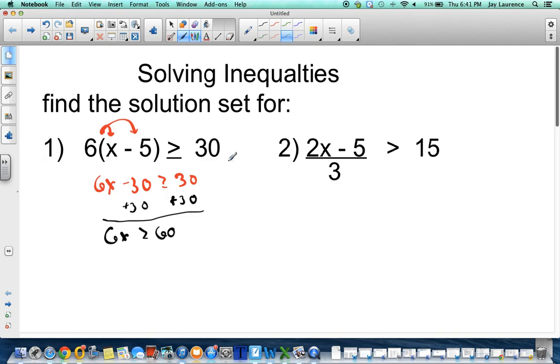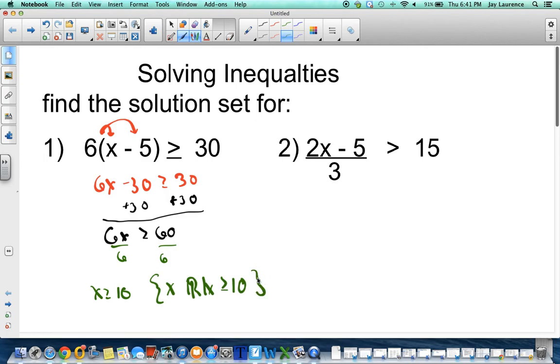And we're going to divide by 6 and divide by 6. And we're going to get x is greater than or equal to 10. Okay, so there's a solution set. There's a solution in words. And a solution set would be x is any real number such that x is greater than or equal to 10, and it didn't work out very clearly. Hopefully you're taking some notes there.